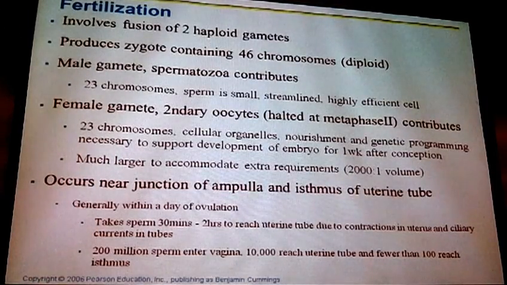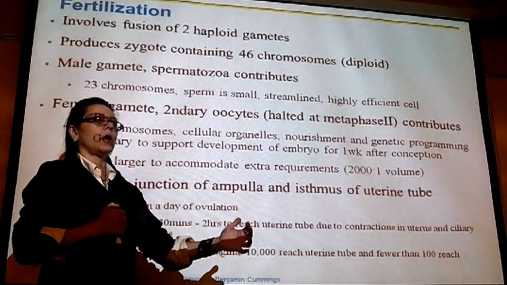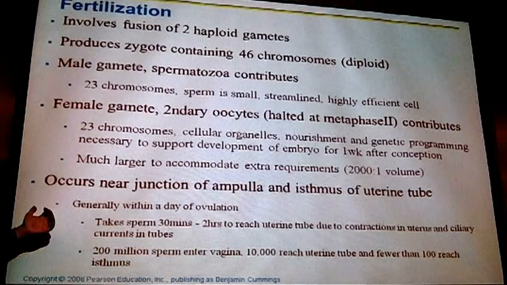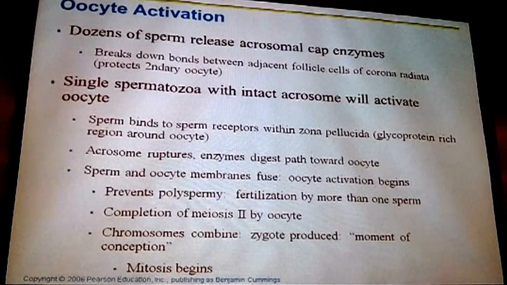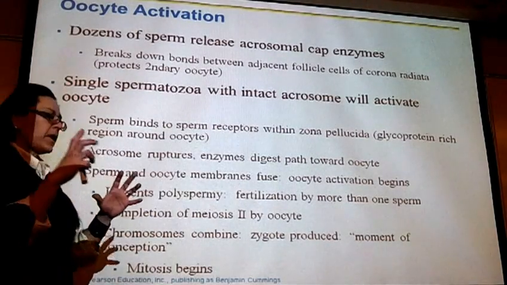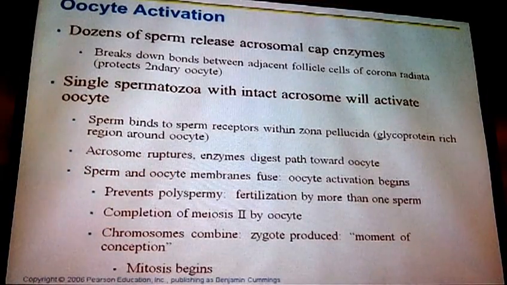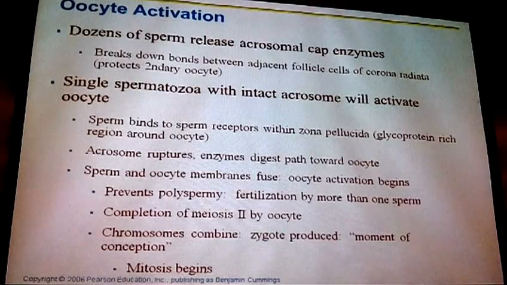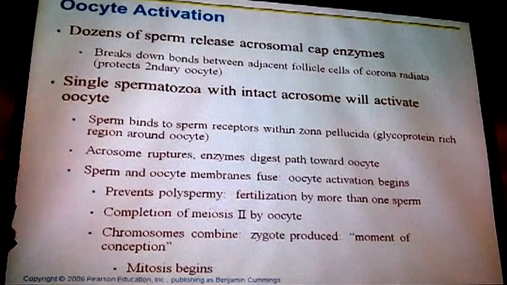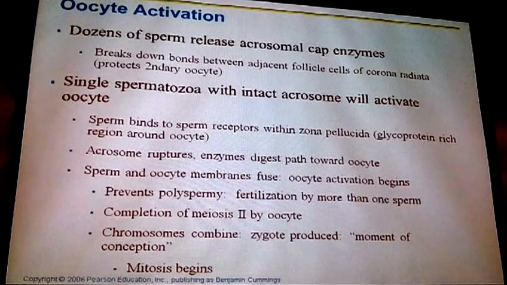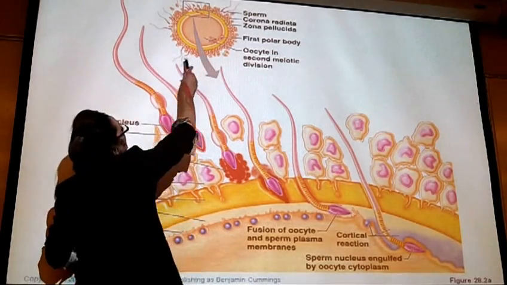But again, it depends on the book that you read, and I've seen anywhere from 10 to a couple hundred. You need about 10 to a couple hundred sperm to actually get to that oocyte, because those sperm have to start penetrating the walls around that oocyte. So when the sperm engage with the oocyte, the acrosomes on the sperm break, and out comes a bunch of digestive enzymes. Those digestive enzymes start breaking down the outer areas of that oocyte.